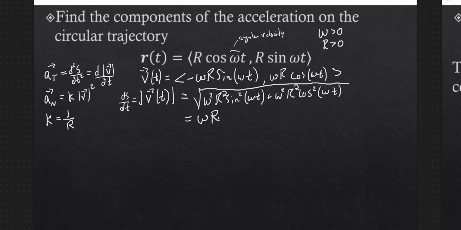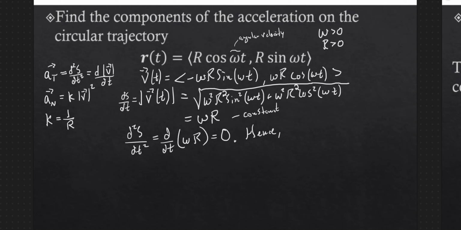So let's see. Let's refresh. What are we doing here? Let's go ahead and find acceleration, the tangential acceleration. So I already have my speed function. That's omega r. Notice that this is constant. So the second derivative, that's the derivative of speed, which is just omega r, and this is constant with respect to t, so that's 0. Hence, this circular trajectory has no tangential acceleration.